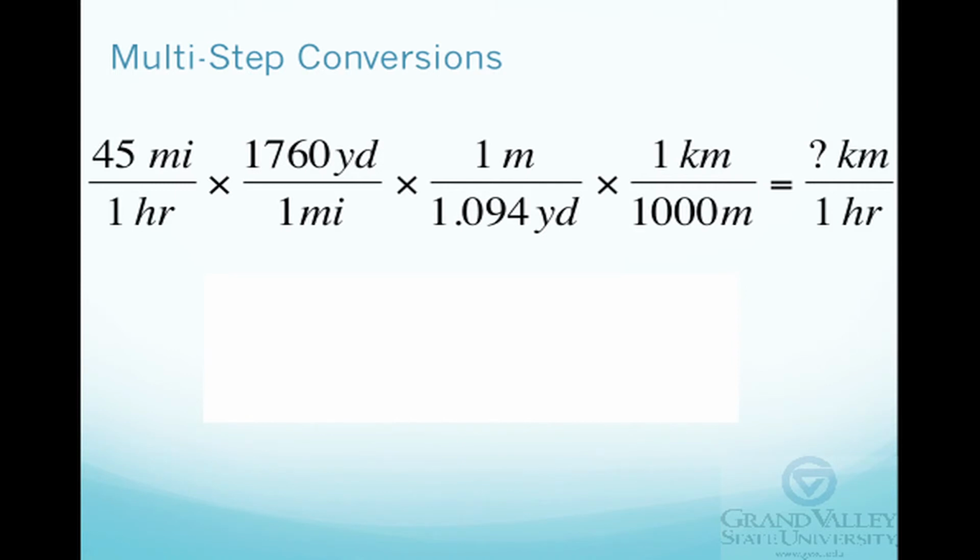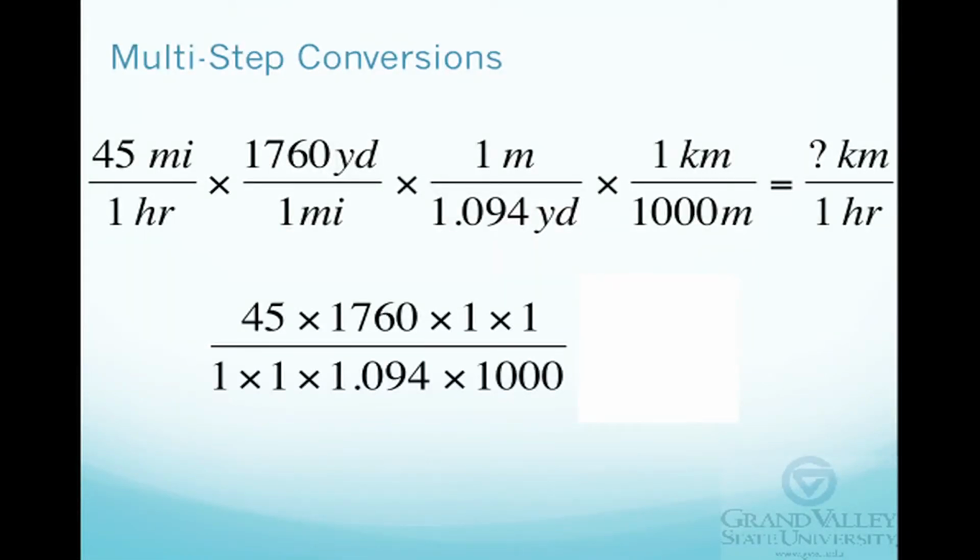A good way of thinking through the calculations is to multiply everything in the numerator spot and divide everything in the denominator spot. Doing this should give you 72 kilometers per 1 hour.